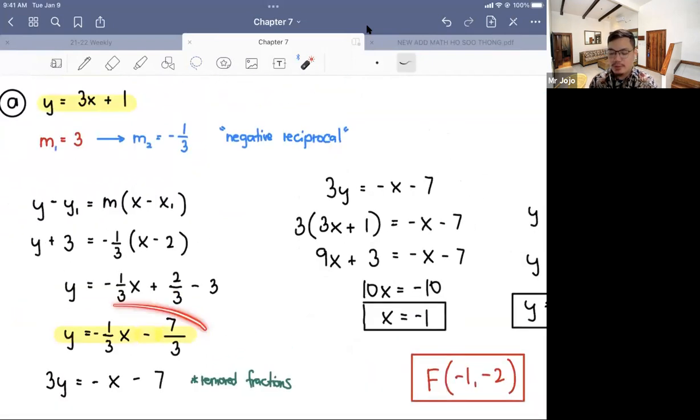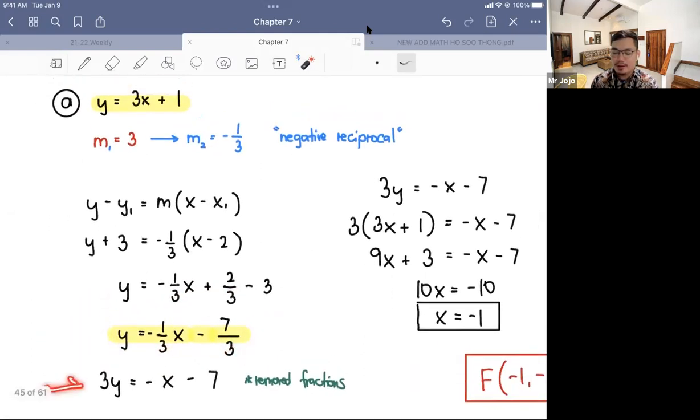Okay. So from here, listen, class. What I did here is to remove the fractions. Okay, how did I remove the fractions? I multiplied the whole equation by 3. It cancels this, but it multiplies y with 3. That's why it became 3y equals negative x minus 7. All right, so this is the equation that I'm going to use to solve for the coordinates of point F.